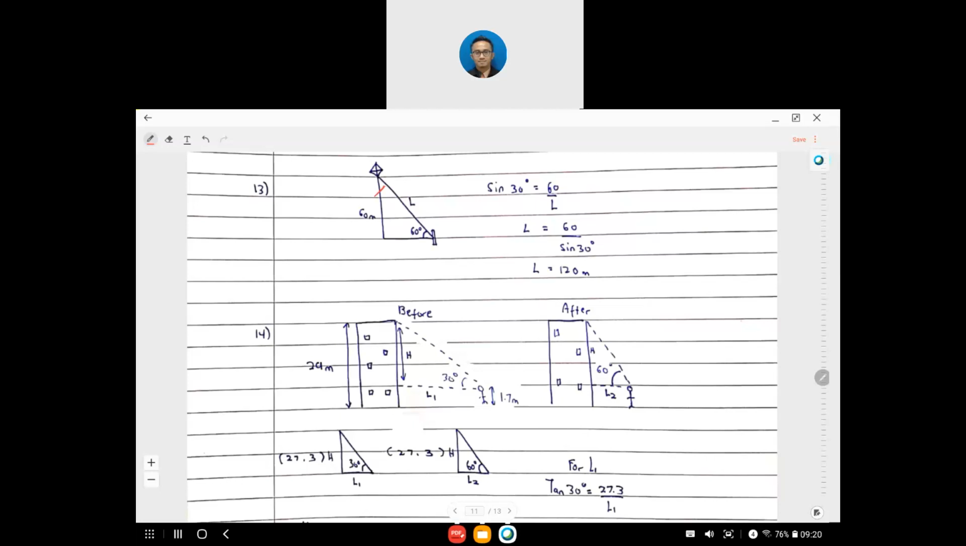Okay, so your solution supposedly sine 60 degree equals 60 over length. Because you take the length, right. So you can get the length. Length equals 120 over 3.